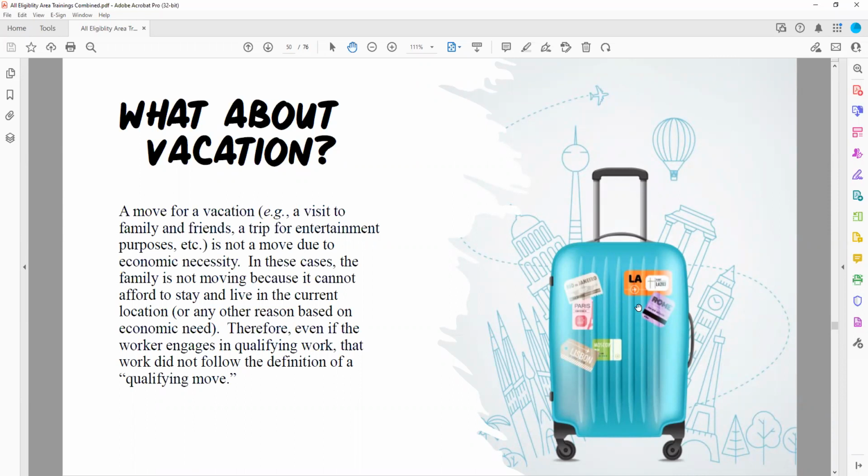So in these cases, the family is not moving because it cannot afford to stay or live in the current location, or any other reason based on economic need.